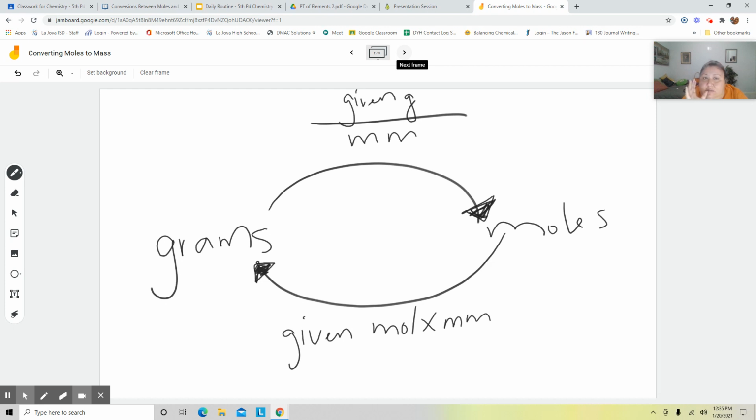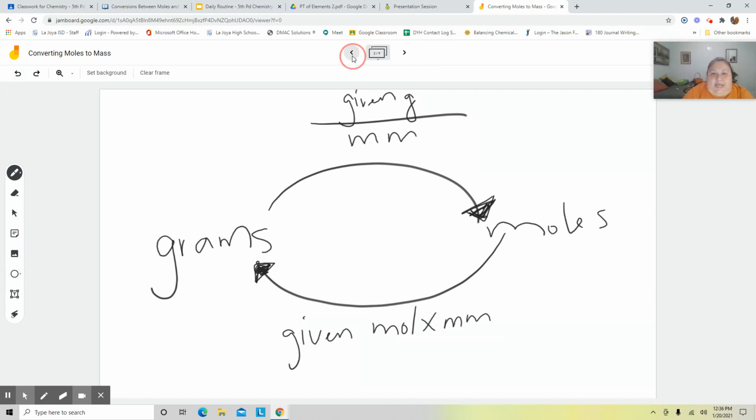You're starting with moles, going to grams. Which curve is going to take you that way? Is it the top curve or the bottom curve? Multiply. Yeah, it's the bottom curve. It says here, if you're starting in moles and you need to go to grams, you're going to follow the bottom curve. And the bottom curve says you need to multiply. All right, everybody got that?